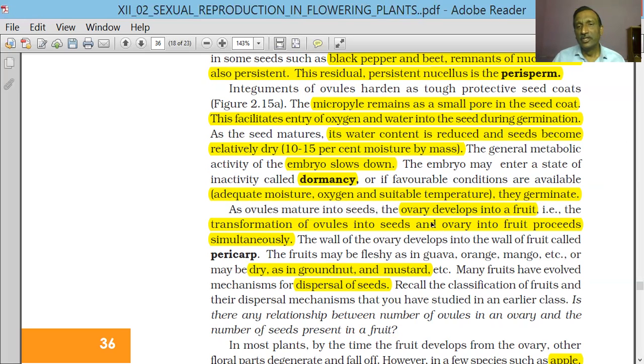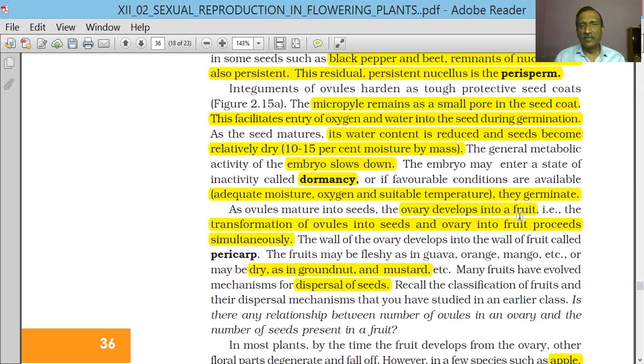As the ovule matures into a seed, the ovary also develops into a fruit. So the development of the ovule and the development of the ovary both go on simultaneously. We have also studied that when the fruit is formed, the seed is within it. But when a flower is there and the fruit is not formed, there is no seed. The seed is formed simultaneously with the fruit formation.